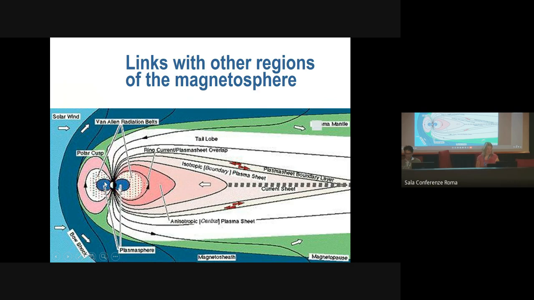These layers overlap, and of course there are interactions between these different populations. And there are also some interactions with the plasma sheet. The plasma sheet is this region where the magnetic field lines are much more elongated, and where you have several keV particles that are accelerated along the magnetic field lines and create aurora.